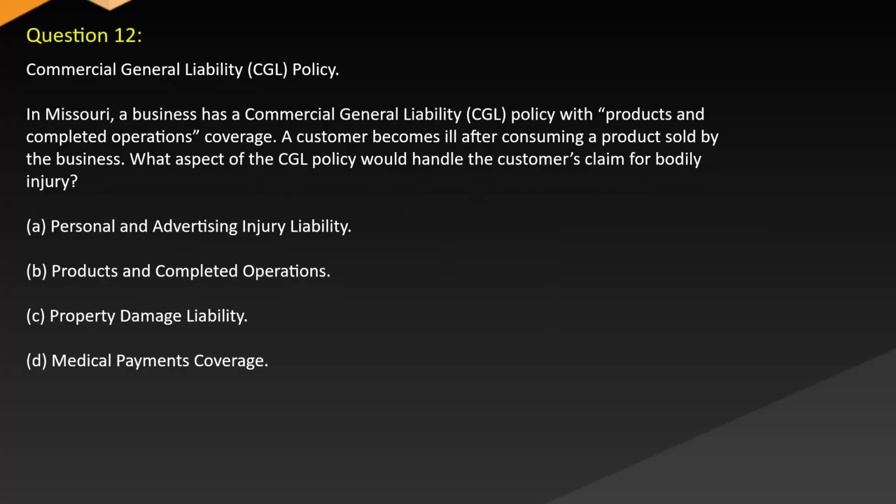Question 12. Commercial General Liability CGL policy. In Missouri, a business has a commercial general liability CGL policy with products and completed operations coverage. A customer becomes ill after consuming a product sold by the business. What aspect of the CGL policy would handle the customer's claim for bodily injury? A. Personal and advertising injury liability. B. Products and completed operations. C. Property damage liability. D. Medical payments coverage.